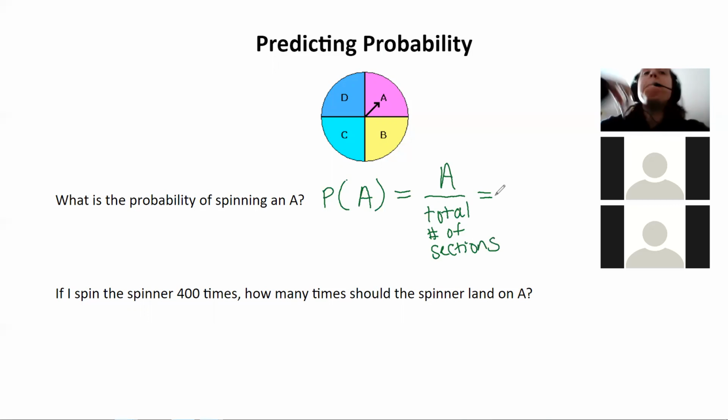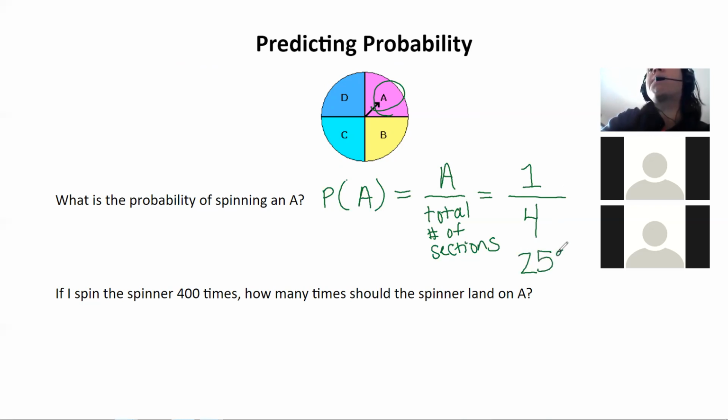How many of those sections are A? According to Isabel, there's 1. And I agree with that. There's just 1 A. And how many sections are there total? 4. Very good. So yes, we have a 1/4 chance of spinning an A, and Isabel is right. That is 25%. Very good.